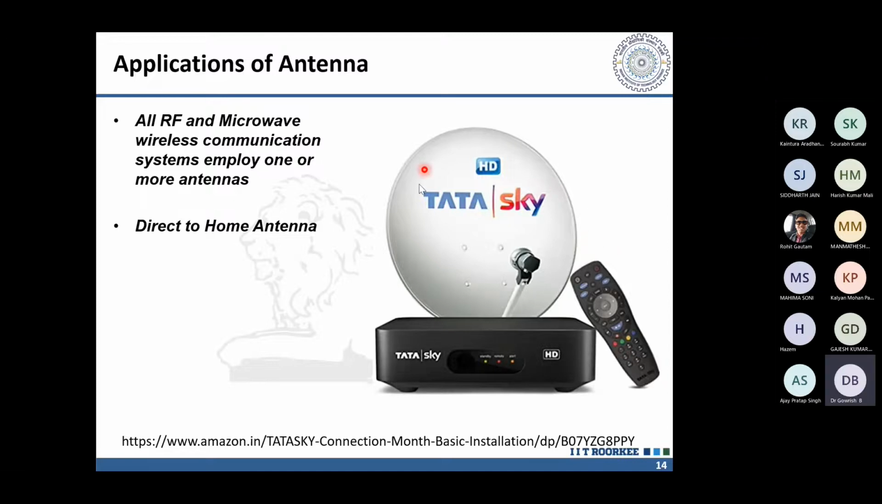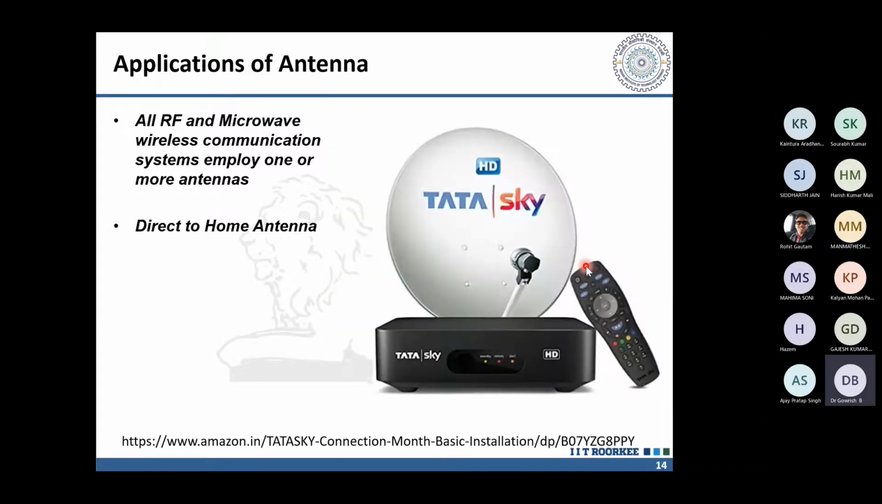This, once again, is a parabolic dish antenna. It will be operating most probably in the Ku band, and the antenna used in the remote, which is a PCB antenna, will most probably be operating in the 2.5 gigahertz or 5.8 gigahertz ISM band. So they'll be using the ISM band very often.